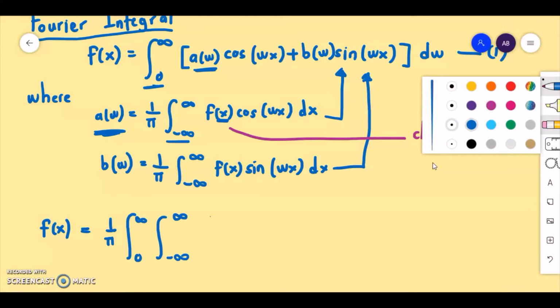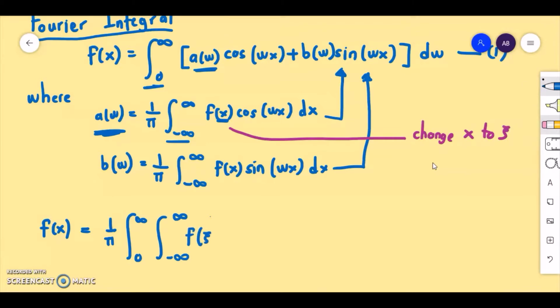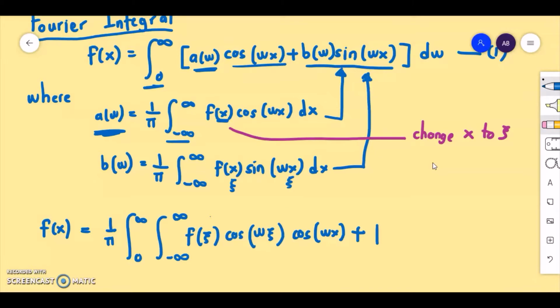So my a omega is f xi, and then we have cos omega xi. This is for this part over here, and then don't forget my cos omega x over here. I hope you are with me. And then we have plus my b omega term now, where b omega is here, but my x will become xi. So I have f of xi sine omega xi sine omega x.